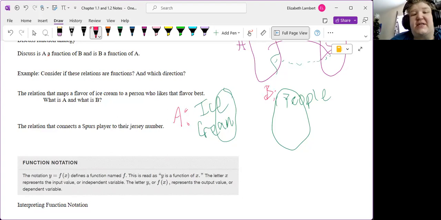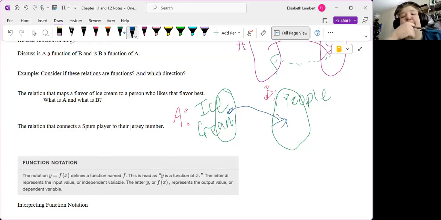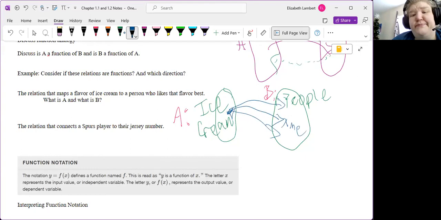So if I have a relation that is mapping ice cream flavors to people, so there's my A and my B. I could also have a relation that maps people to their favorite ice cream flavor. So when I'm mapping ice cream to people, I could have, let's say, vanilla here. I like vanilla. That maps to me, but I'm sure there's more than me that likes vanilla. So this guy's probably going to map a whole bunch of ways.